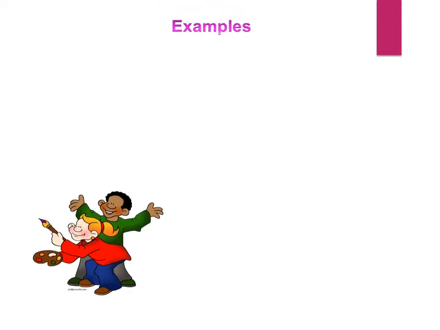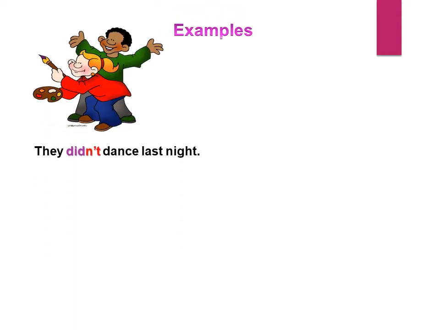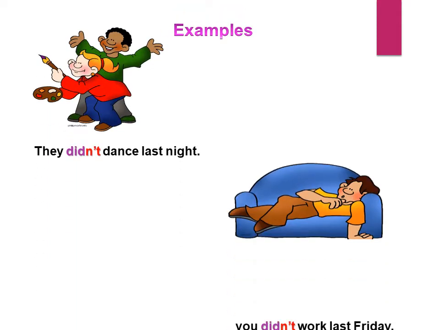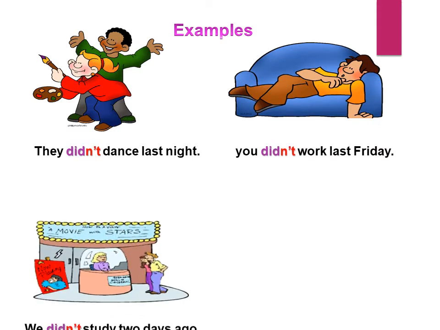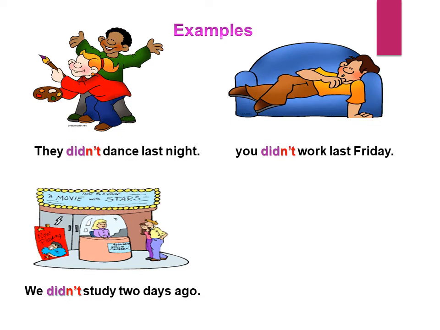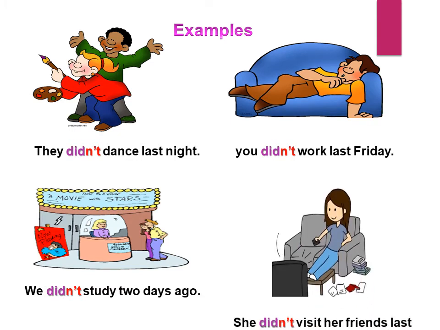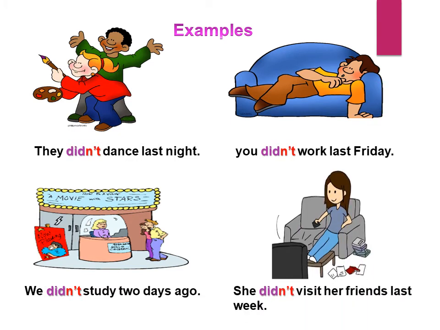Examples: they didn't dance last night. You didn't work last Friday. We didn't study 2 days ago. She didn't visit her friends last week.